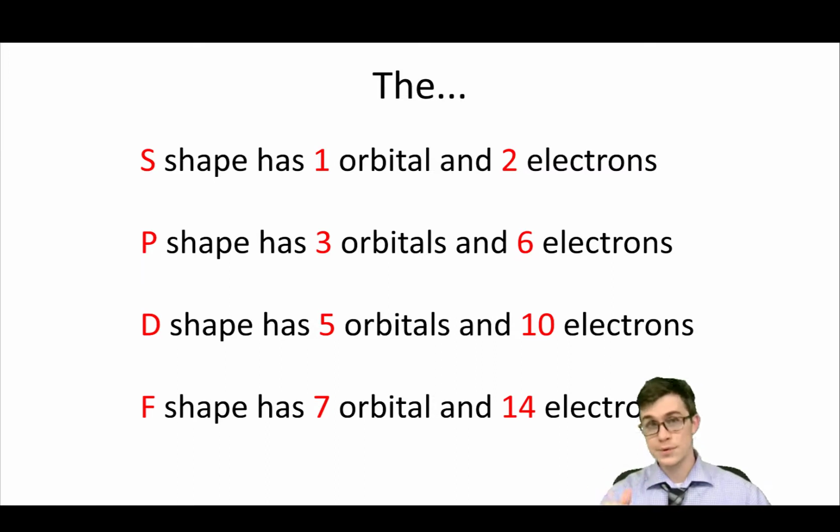So what we learned before was that the S sublevel has one orbital and it can hold 2 electrons. The P sublevel has 3 orbitals and it can hold 6 electrons. The D sublevel has 5 orbitals and it can hold 10 electrons. And the F sublevel has 7 orbitals and it can hold 14 electrons.